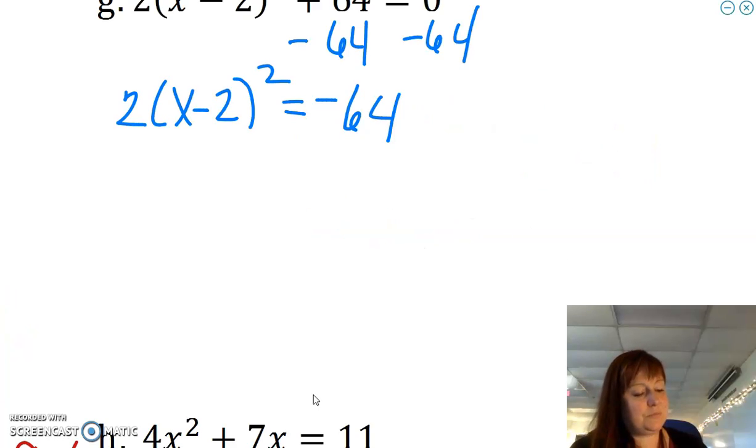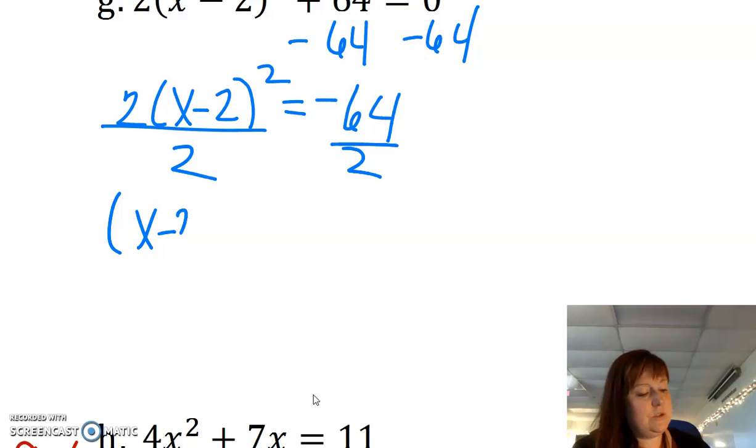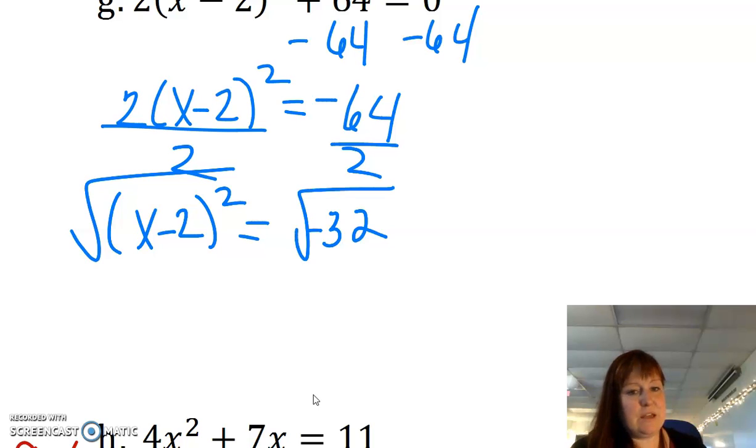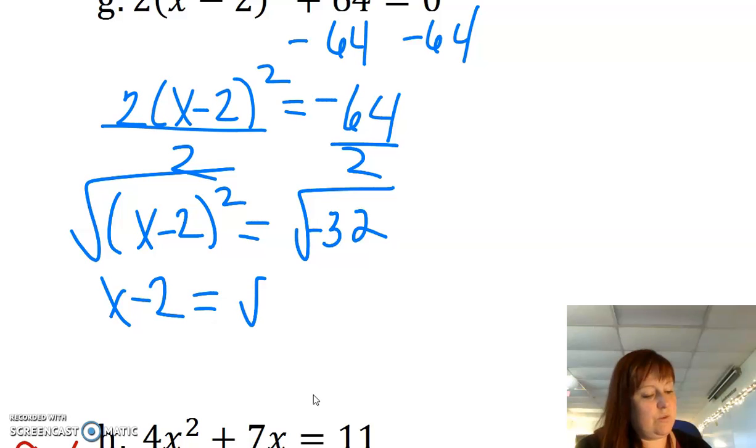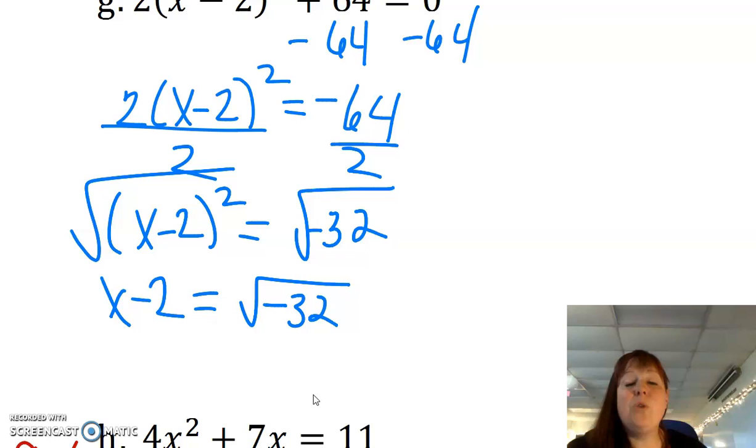And then I divide both sides by 2. And I get x minus 2 squared equals negative 32. Take the square root of both sides to get x by itself. And I have x minus 2 equals the square root of negative 32. And now I'm stuck because I don't know how to take the square root of a negative. Or do I?